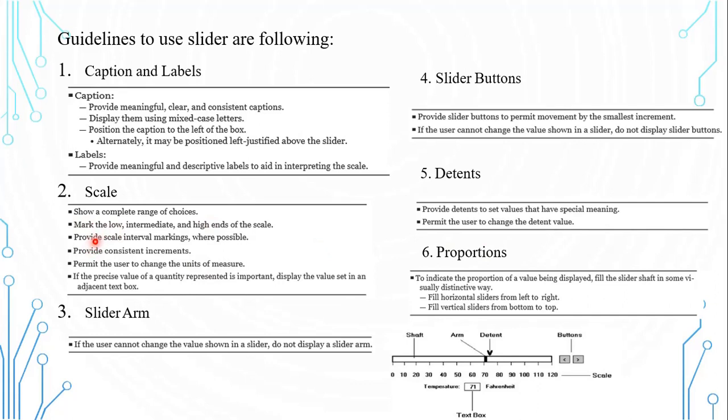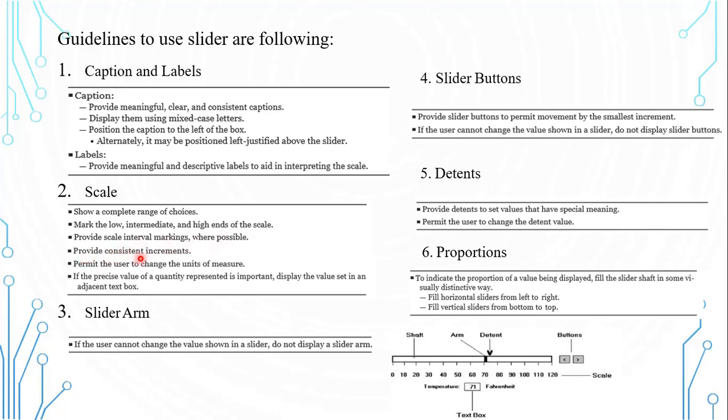Okay, and next we have provide scale interval markings where possible. Certain markings you may have 0 to 10, 10 to 20. So this is an interval. 0 to 10 is an interval. So this marking has to be provided.